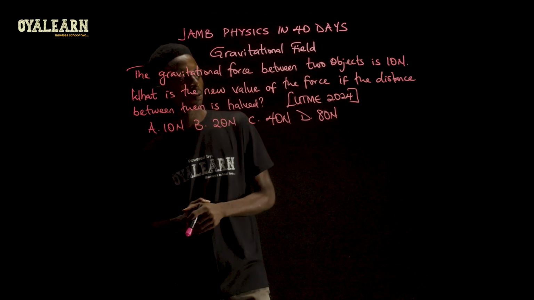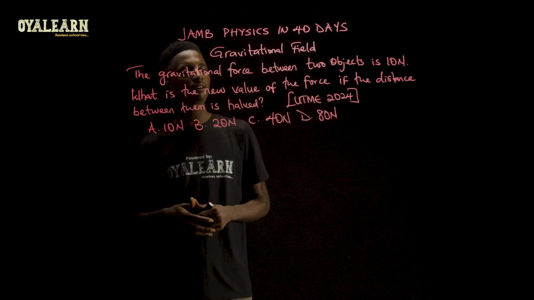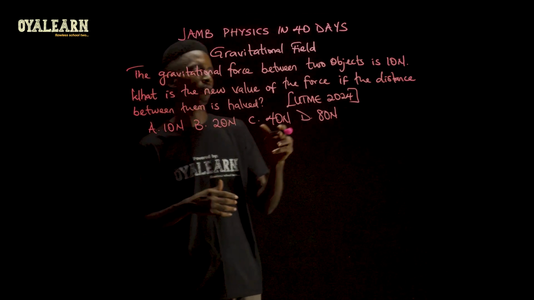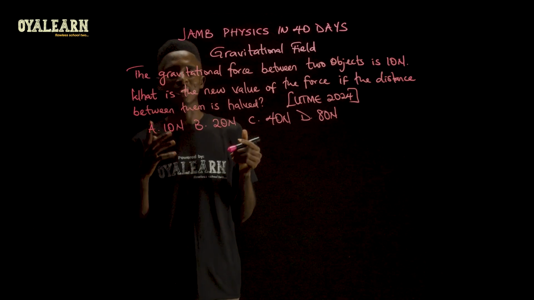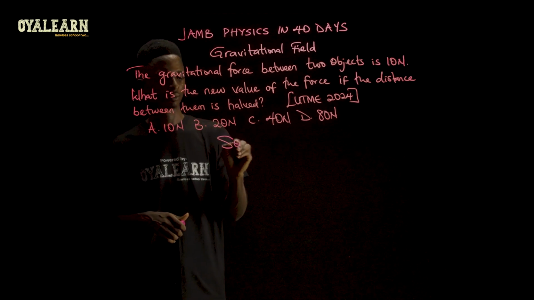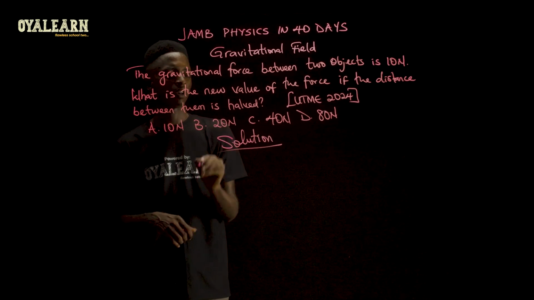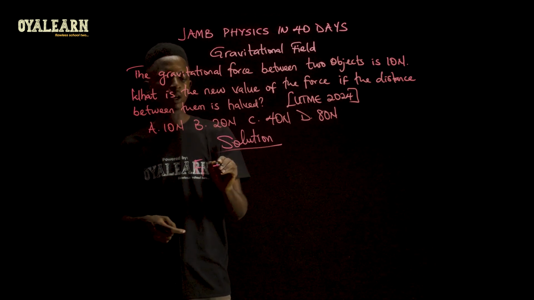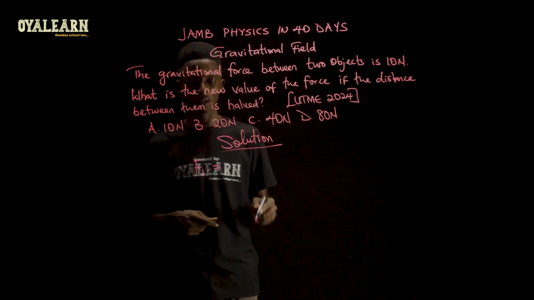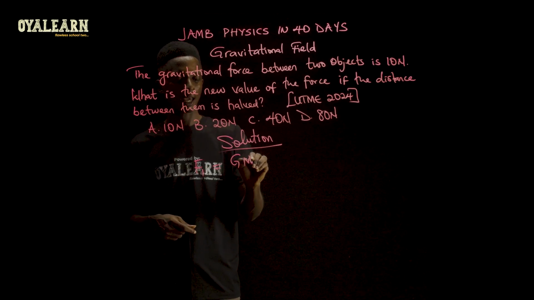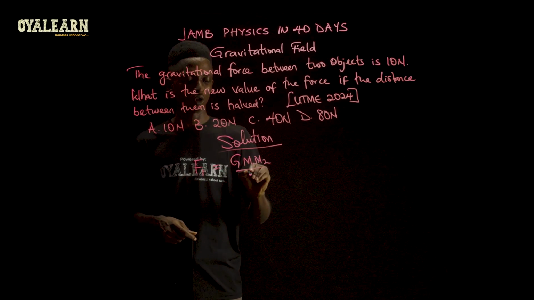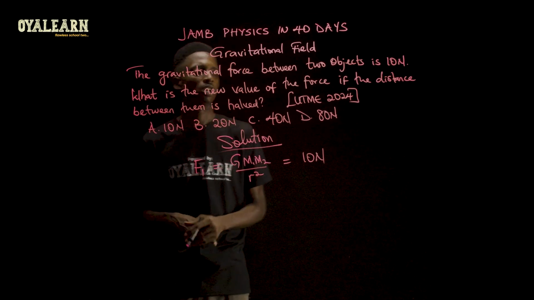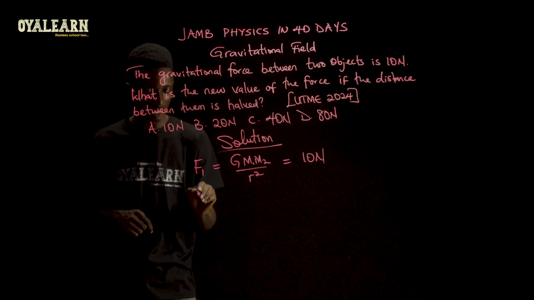This 2024 UTME question says, the gravitational force between two objects is 10 newtons. What is the new value of the force if the distance between them is halved? So let's solve this. Since we are given the initial force, let's call that F1. And the equation, according to Newton's law of universal gravitation, is G m1 m2 over r squared. And all of this gave the 10 newtons.